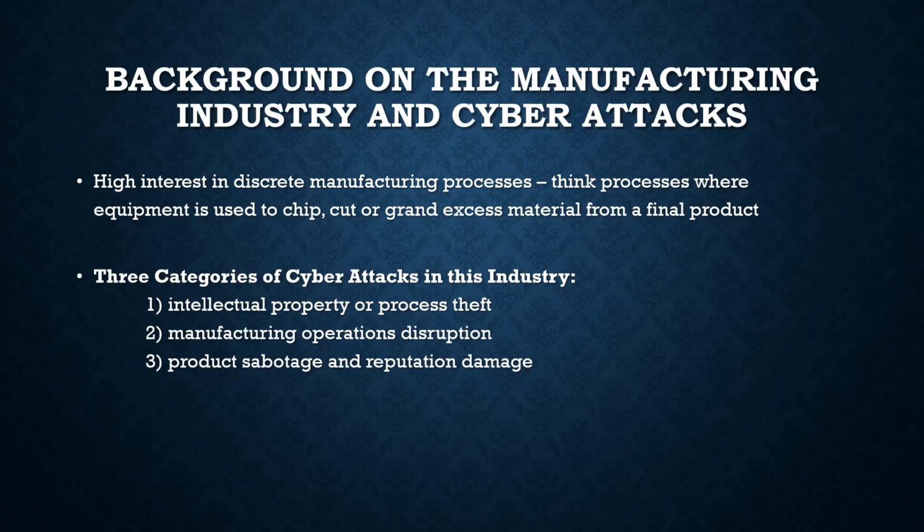For example, intellectual property or process theft is one instance, manufacturing operations disruption, and the other one is product sabotage and reputation damage. Think about how Stuxnet ended up setting back the Iranian nuclear program by years.